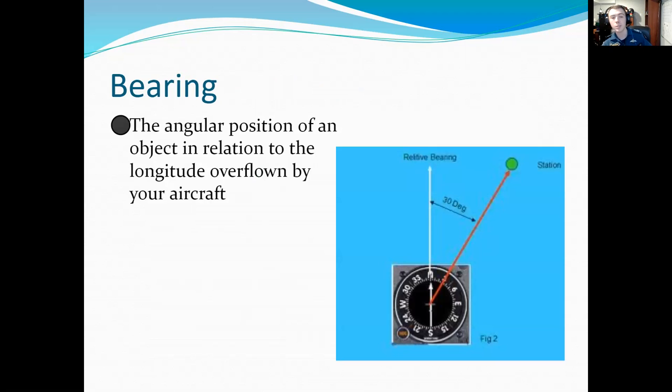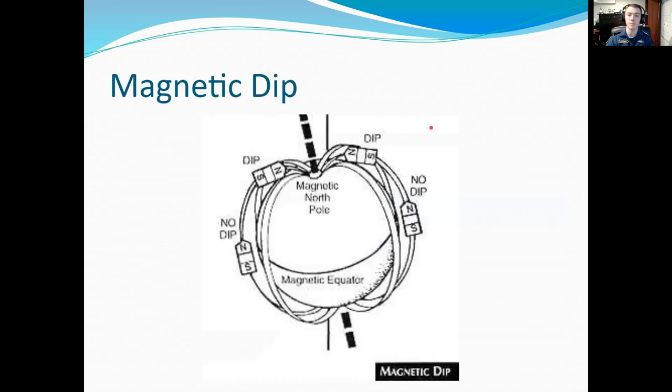Bearing. So the bearing of an object is its position relative to where you're flying. So if you're flying here on a heading of directly north, and there's this object or the station, I guess, labeled here, 30 degrees off, its bearing relative to you is 30 degrees. As you fly closer to it, let's say you get up to this point here, it's going to be at a bearing of 90 degrees. It's going to be directly to your east. So you need to be aware that it does change as you approach.